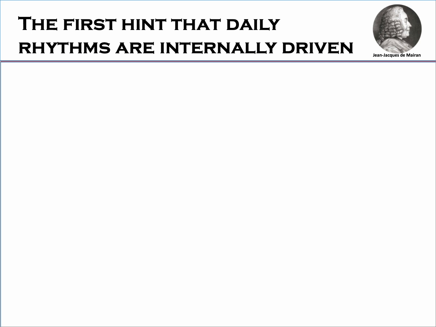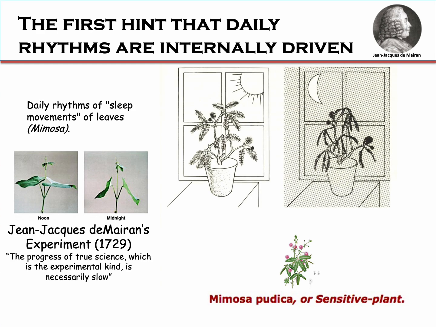Now, the first hint that daily rhythms are internally driven in the cell was from the experiment done by Jean-Jacques d'Ortous de Mairan in 1729, a French geophysicist, astronomer, and chronobiologist rolled into one. He noted a 24-hour pattern in the movement of the leaves of the plant Mimosa pudica, lowering of their leaves at night and raising them back in the morning.